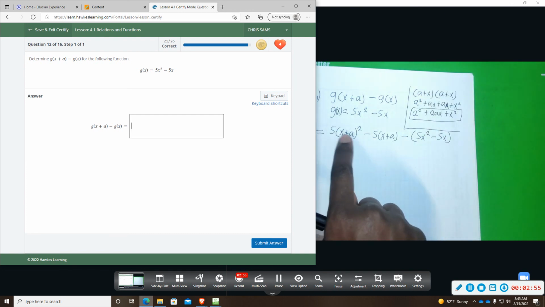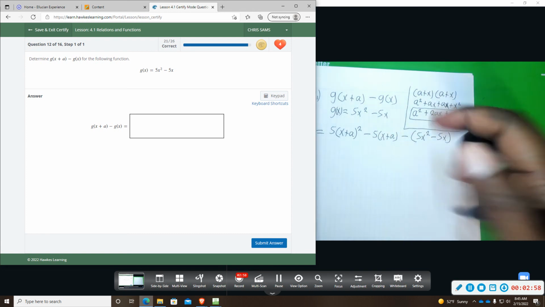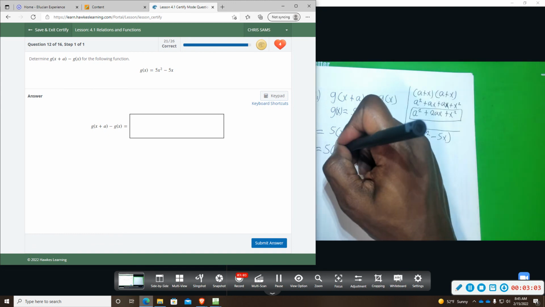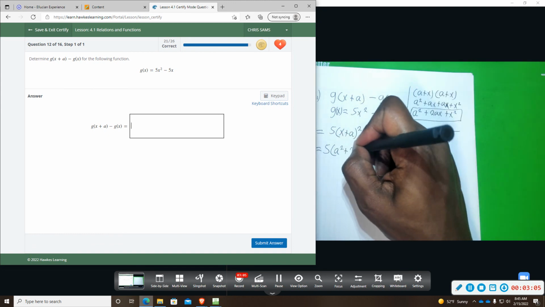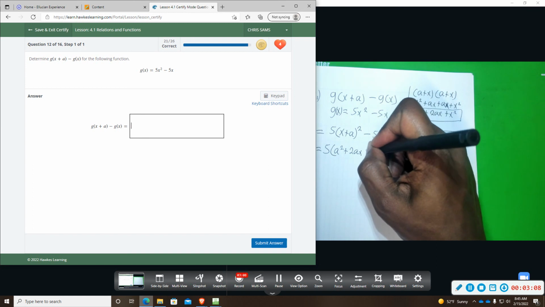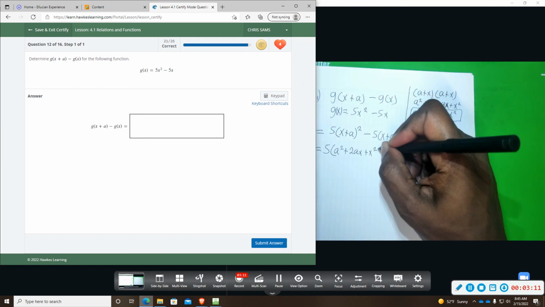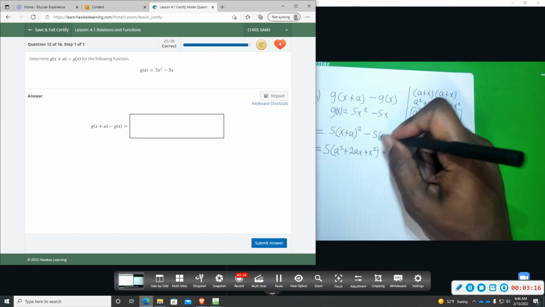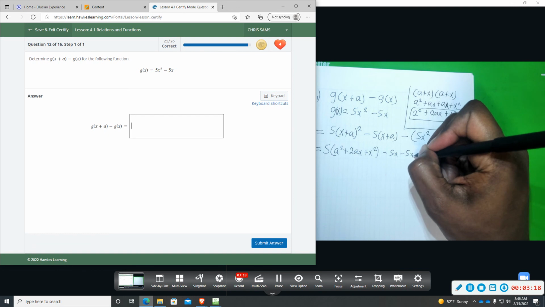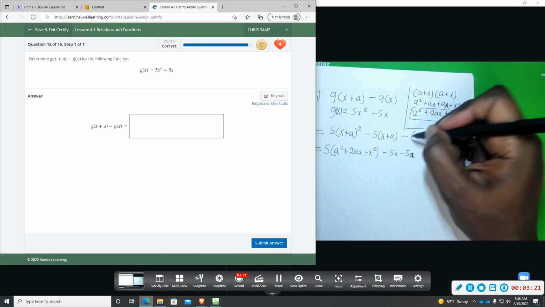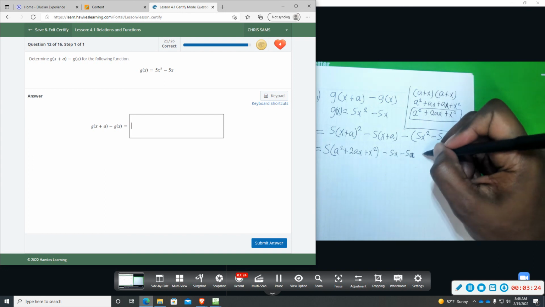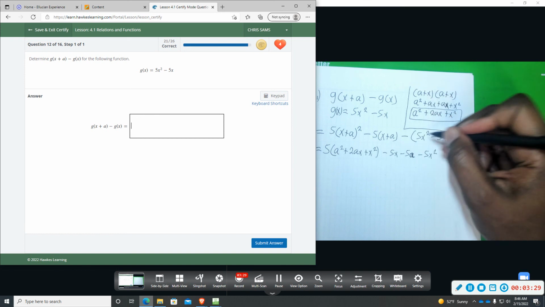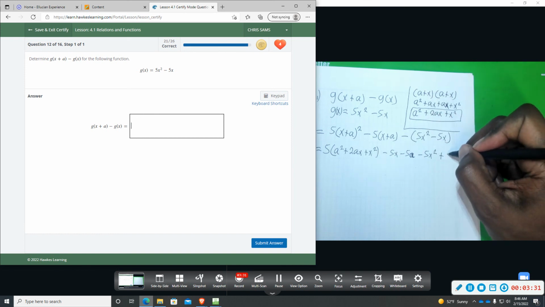So I'm going to replace the x plus a squared with this term. So we have 5 parentheses a squared plus 2ax plus x squared. And then I'm going to distribute the negative 5. So minus 5x minus 5a. And then distribute the negative here. So this will be minus 5x squared. And then a negative times a negative will be a positive, so plus 5x.